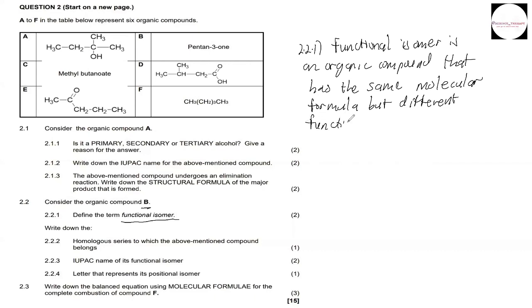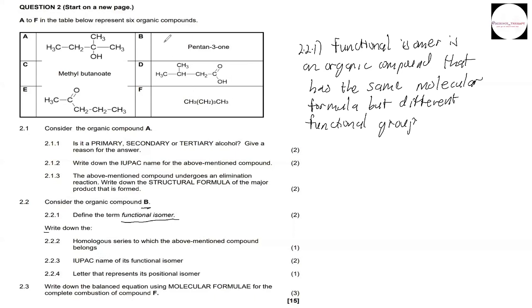But then different functional group, right? So for 2 marks, that's how you are supposed to define functional isomer. It's an organic compound that has the same molecular formula, but different functional group. Then write down 2.2.2, the homologous series to which the above mentioned compound belongs, right?